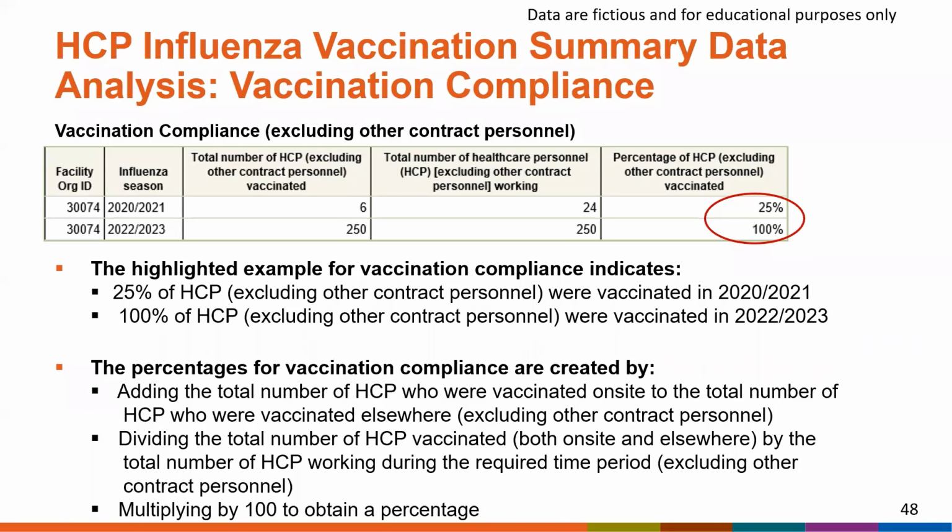The percentages for vaccination compliance are created by adding the total number of healthcare personnel who were vaccinated on site to the total number of healthcare personnel who are vaccinated elsewhere, excluding other contract personnel. Dividing this number by the total number of healthcare personnel working during the required time period, excluding other contract personnel, and then multiplying this number by 100 to obtain a percentage.